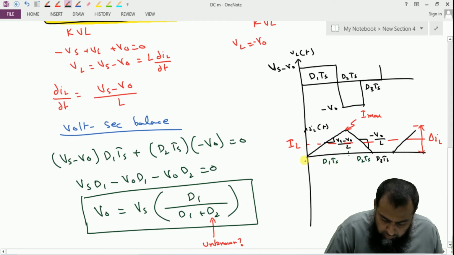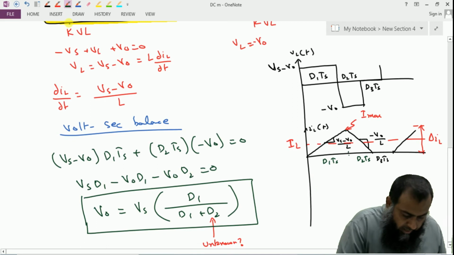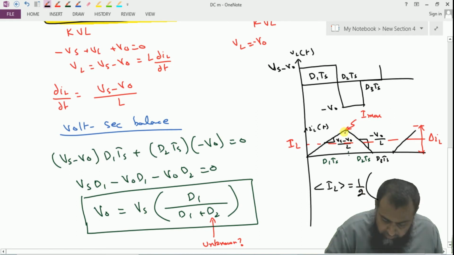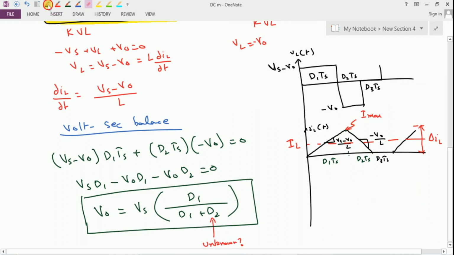So the I_L average value is equal to half the area under this triangle. So I_L is equal to half into (D1 plus D2) into the height, which is I maximum, because I maximum is the height of this triangle. Let us say this is our equation number A.